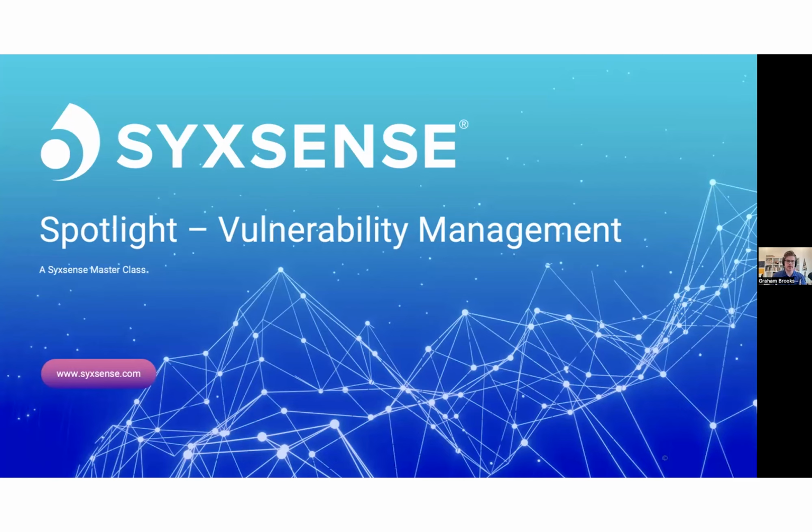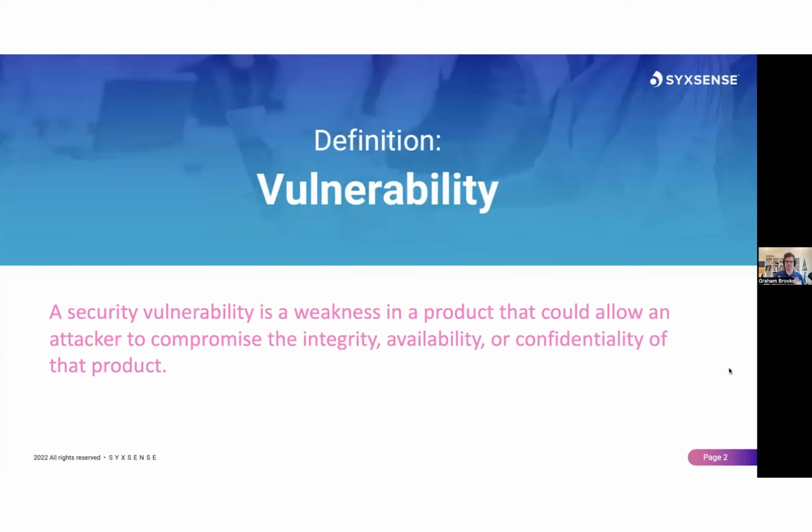To that end, the first thing we need to address is the basic identity of what a vulnerability is. Per Microsoft, a vulnerability is a weakness in a product that could allow an attacker to compromise the integrity, availability, or confidentiality of that product. Those words at the end, integrity, availability, and confidentiality, are the key characteristics of cybersecurity.